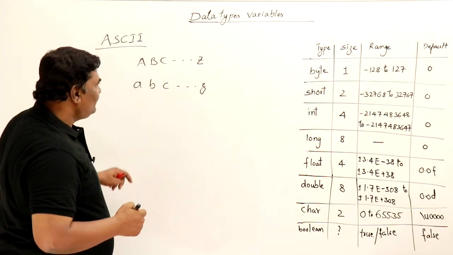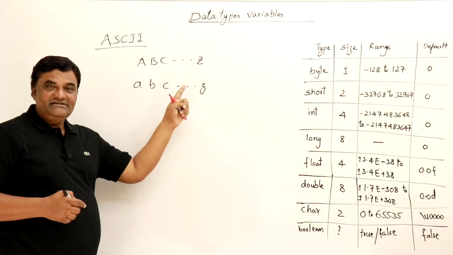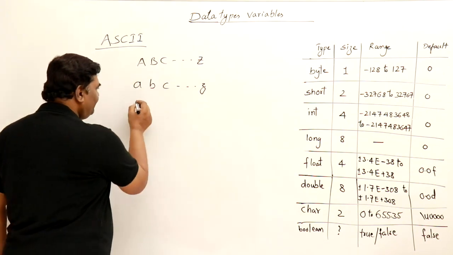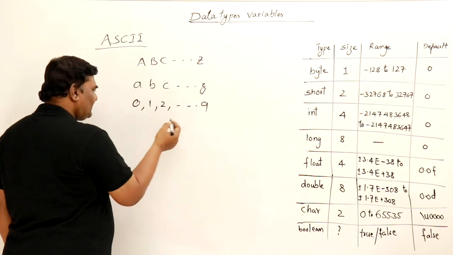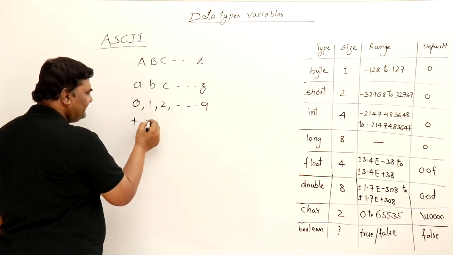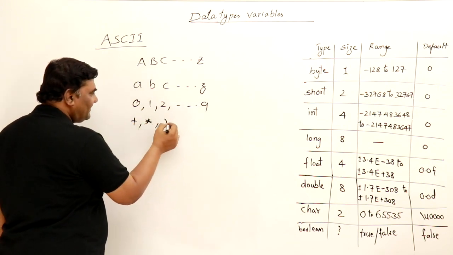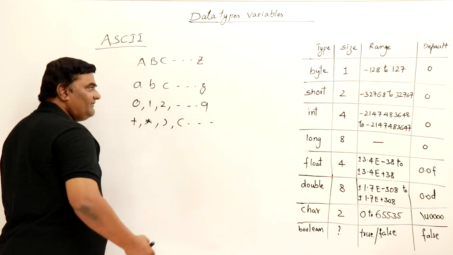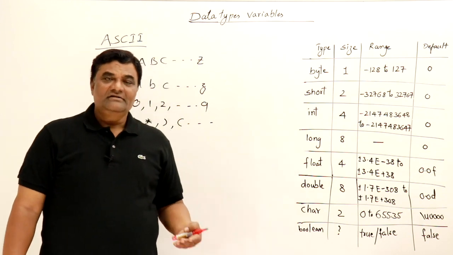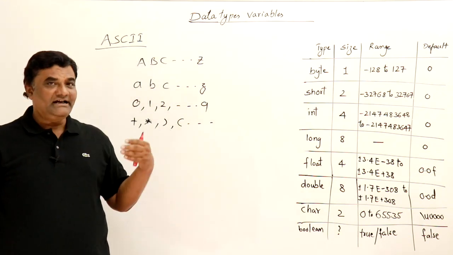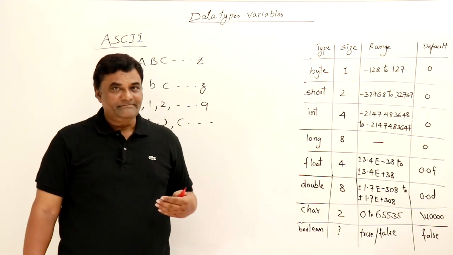So these ASCII codes are there for uppercase English alphabets, lowercase English alphabets, and the numeric digits also. And for other special characters, anything that you find on the keyboard, for everything there is an ASCII code available, all the special characters. So this is a common thing. This is supported by other languages also, like C and C++.